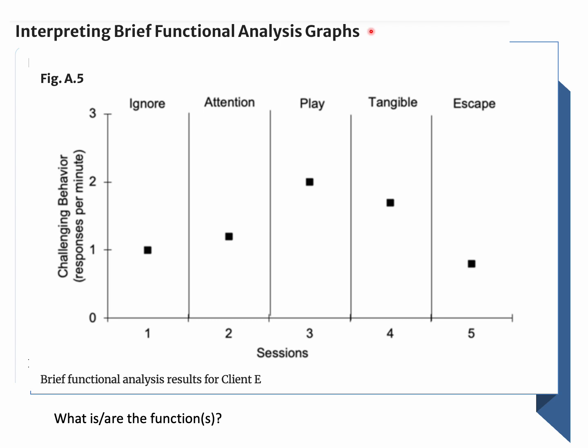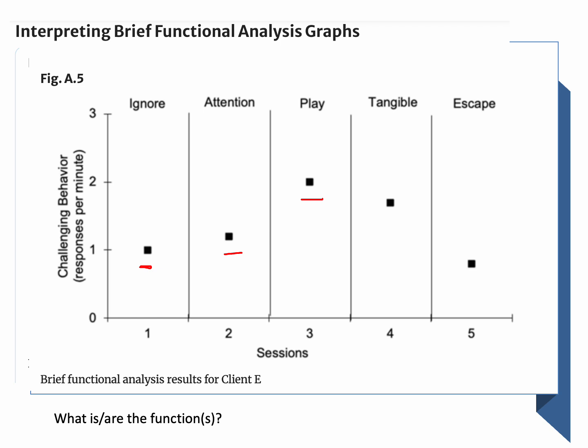So in this particular example, this behavior is maintained by automatic reinforcement. And we know that it's maintained by automatic reinforcement because, as I've mentioned throughout this presentation, when we have a behavior that's automatically maintained, we will see the behavior occur indiscriminately across all conditions. So we see that the behavior is occurring in the ignore condition. We see that the behavior is occurring in the attention condition. It's occurring in the play condition, where remember that the play condition is a control condition.